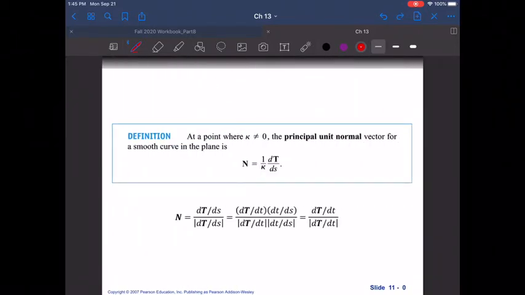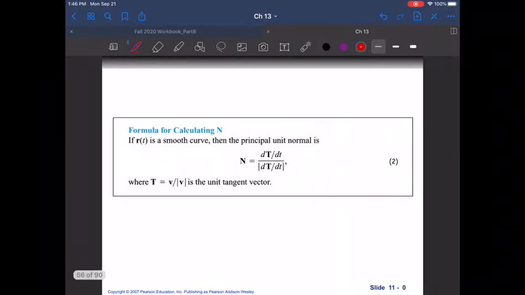All right. At a point where kappa does not equal 0, the principal unit normal vector for a smooth curve in the plane is that. So that's our regular old normal there, 1 over kappa dT/ds. Okay, the principal unit normal right there.